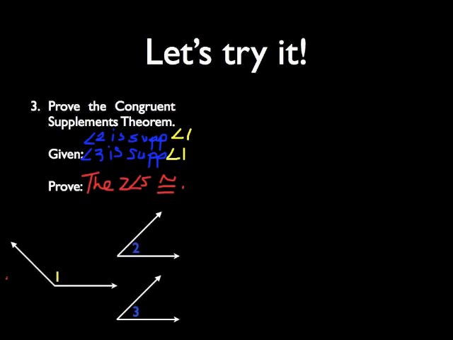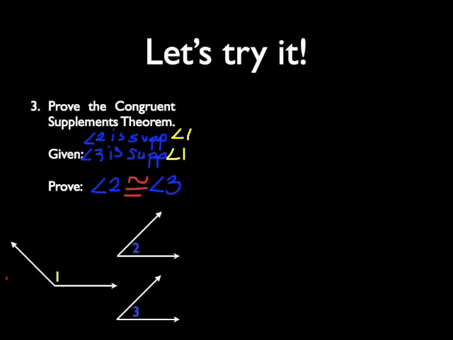Instead of simply saying the two angles are congruent, let's once again name those angles. So we want to say those two angles, angle 2 and angle 3, are congruent. So now instead of having a general statement, we have a very specific statement about the angles, and it'll be easier to prove that way.